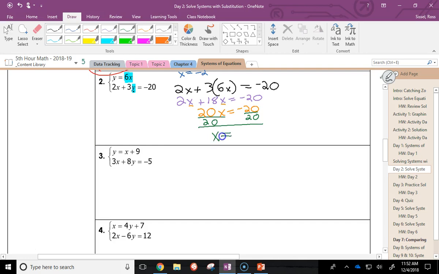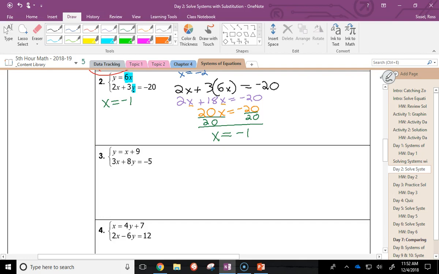X equals, and careful on this. It's really simple, but I've had some people make a mistake. -20 divided by 20. Negative what? 1. For some reason, I don't know why, this is messing with me. I've had a couple of people say, in my head, I keep thinking -2. But 20 divided by 20 is 1, and it was a negative. So I have x equals -1.